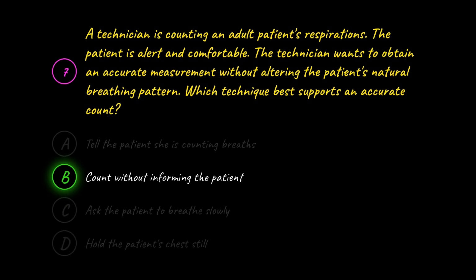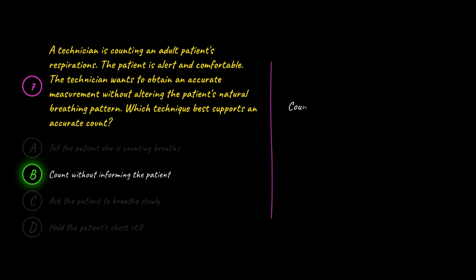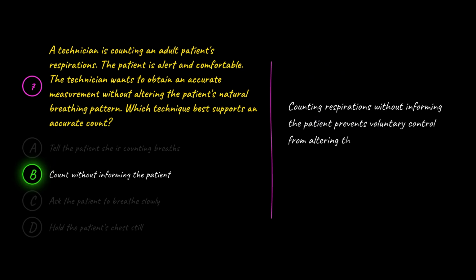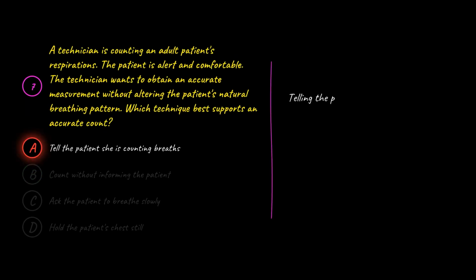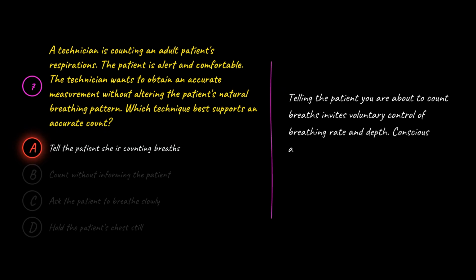The correct answer is B. Count without informing the patient. B is correct because counting respirations without informing the patient prevents voluntary control from altering the rate, depth, or rhythm. Many technicians keep their fingers on the wrist as if still taking the pulse so the patient does not notice the shift. A is wrong because telling the patient you are about to count breaths invites voluntary control of breathing rate and depth. Conscious attention changes the pattern, which corrupts the very measurement the count was meant to capture.